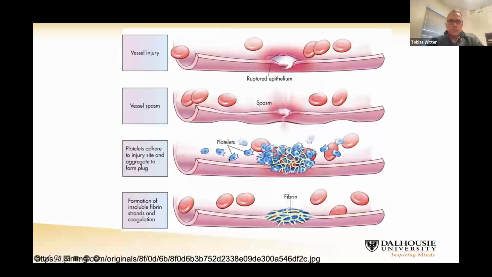What we usually do is we have a vessel injury, there's a vessel spasm initially, and then there's platelet adherence, and we form a clot, including fibrin binding and stabilization, and then the hole is sealed, if you want to put it this way.